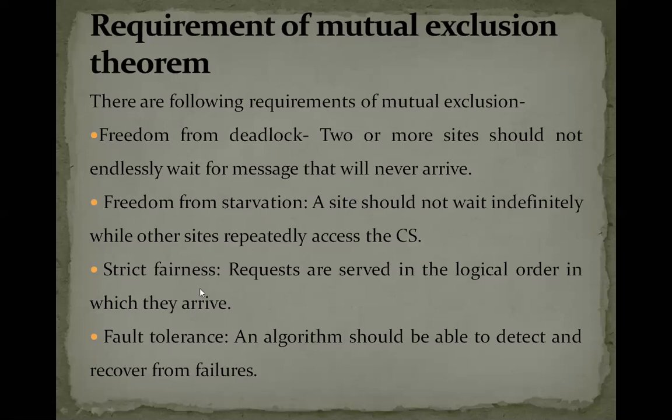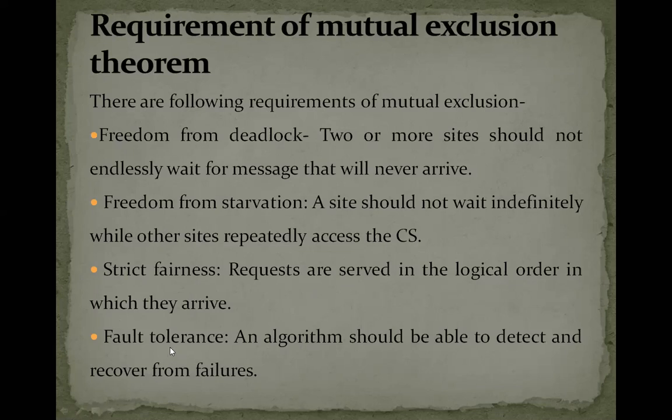Now, as far as strict fairness is concerned, the algorithm should be designed in such a manner that it shows fairness. Fairness means that requests have to be served in the logical order in which they arrive. Suppose there are 4 requests in the queue. The first request should be handled, then the second, then the third, then the fourth. It should not be that only the first request or only the second request is served. Sites making requests should be given equal opportunity for going into the critical section. So there should be fairness.